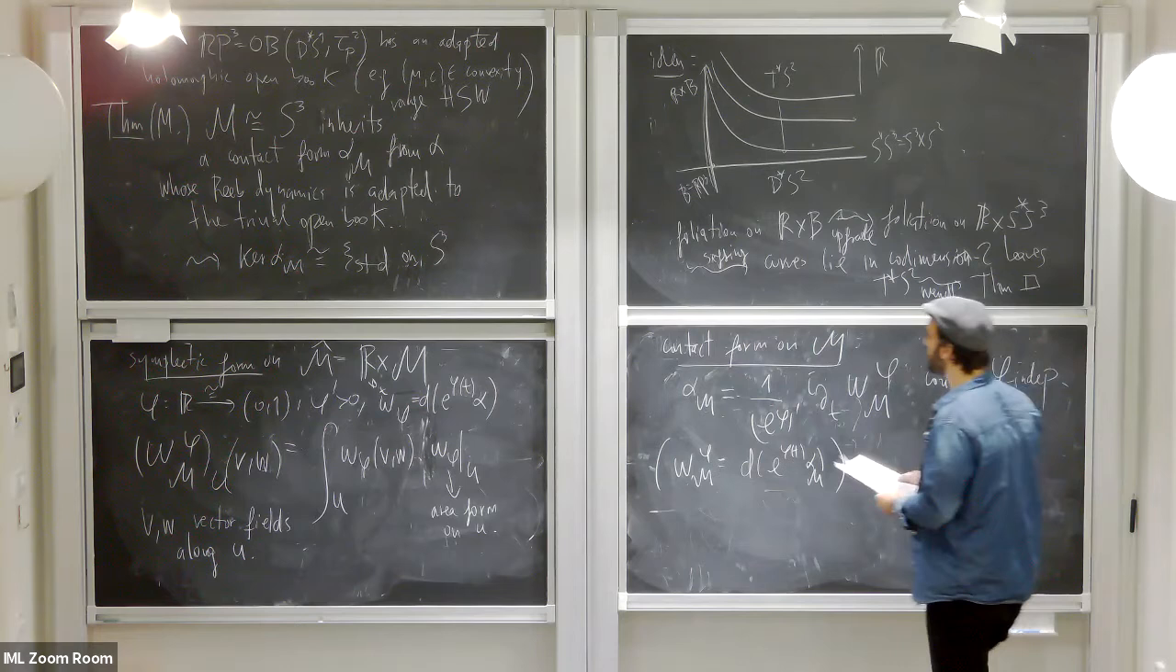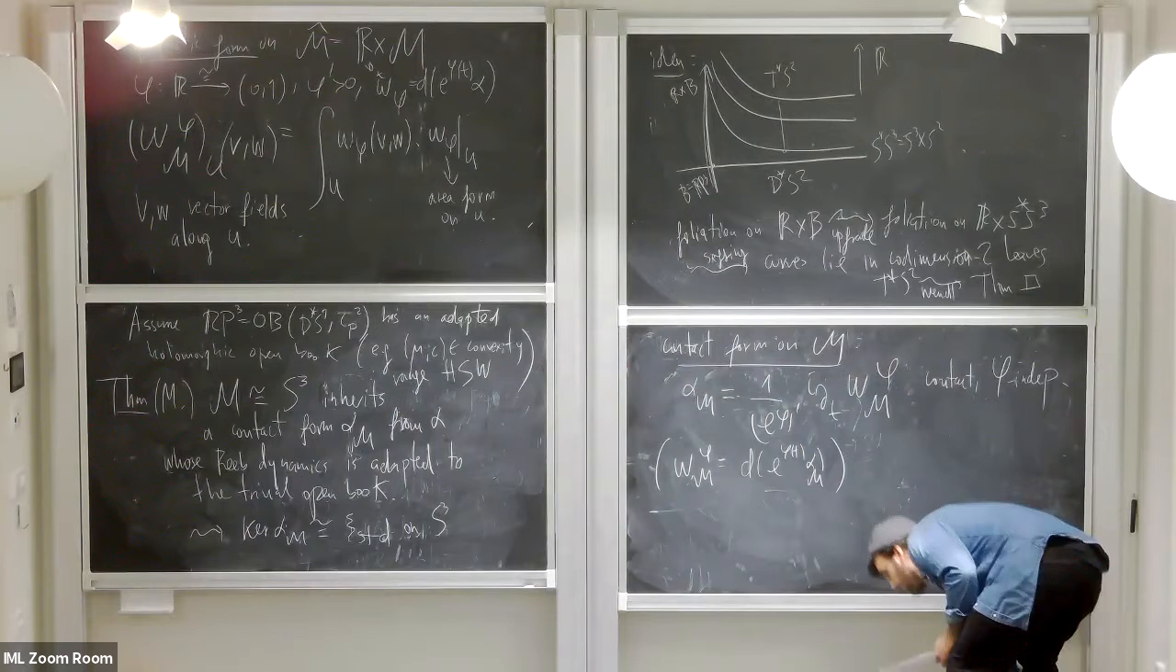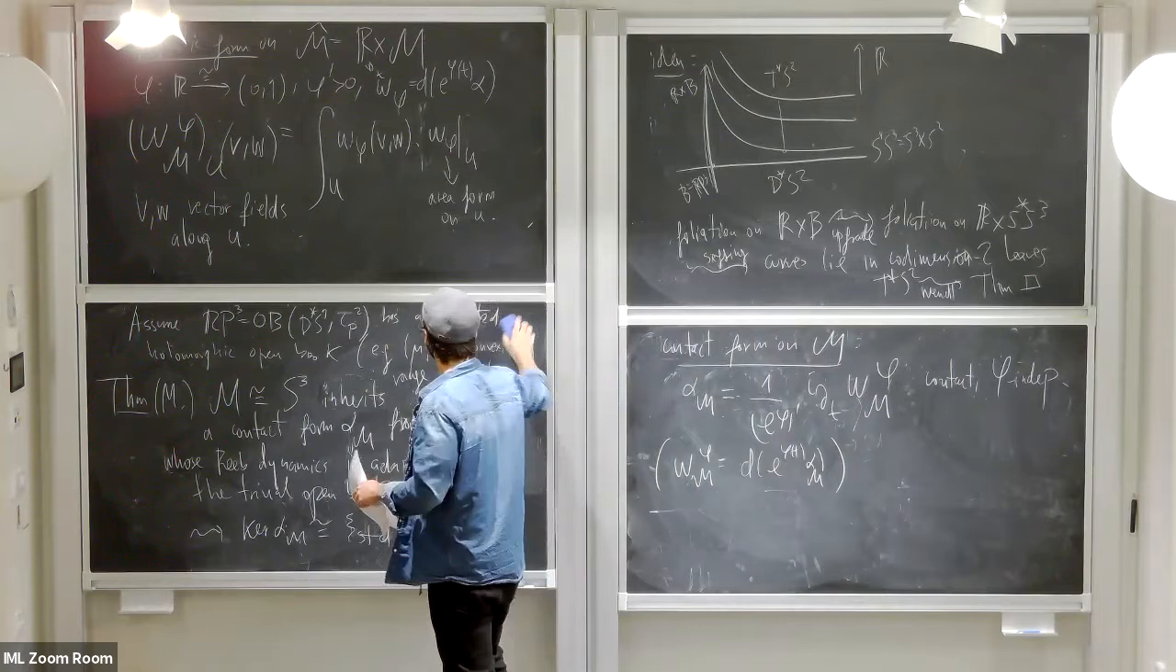Okay, so what's the takeaway here? What's the gain? I put a lot of geometric structures on the moduli space of holomorphic curves. In particular, I put a contact form, so I have an associated dynamics, the Reeb dynamics of that contact form. And you should know that the construction of alpha M depends on the choice of symplectic form, and the symplectic form depends on the given contact form on S star S3.